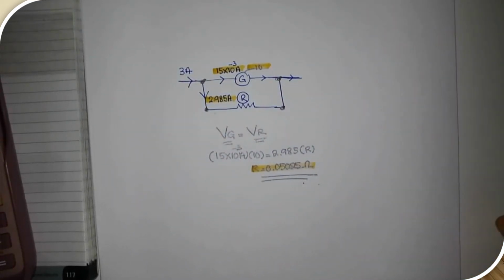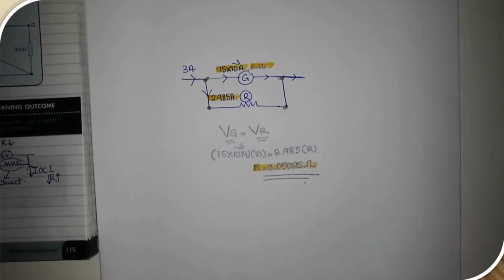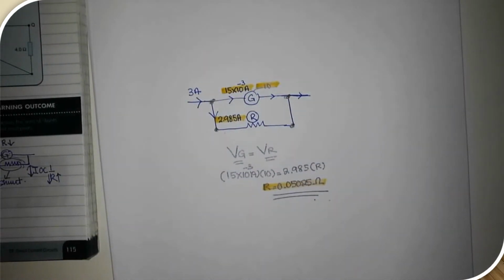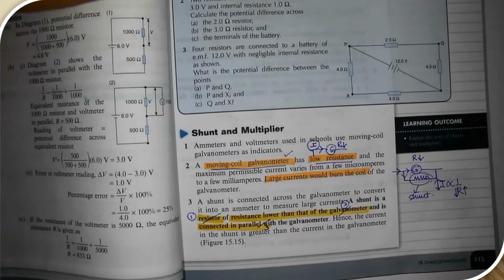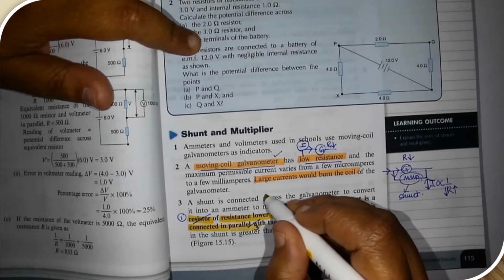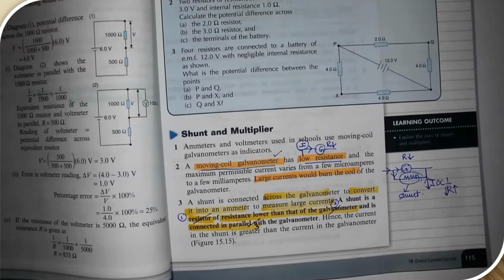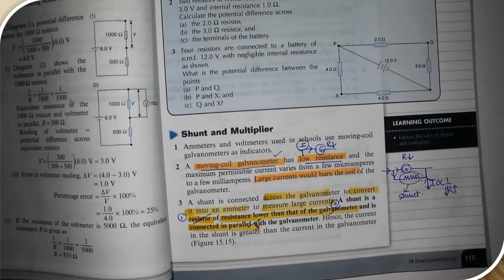Another use of shunt is that we can actually convert a galvanometer into an ammeter. So this whole thing can become an ammeter. So a shunt is connected across the galvanometer to convert it into an ammeter to measure large current. So this is one of the uses of shunt. Now where did I get that? I got it from this point number 3. A shunt is connected across the galvanometer to convert it into an ammeter to measure large current. Alright, okay. Thank you, class.